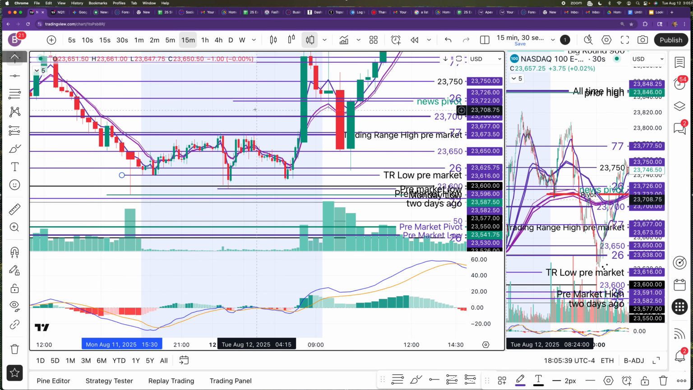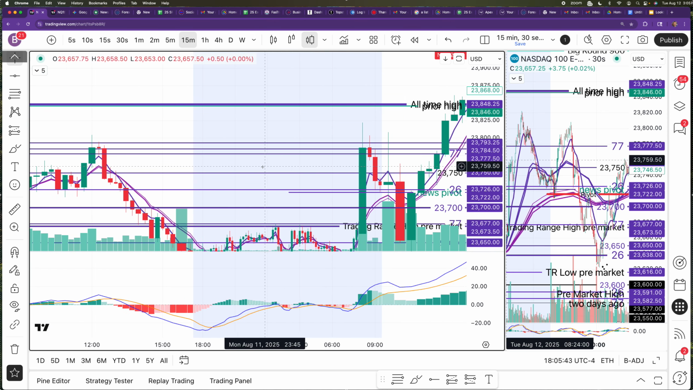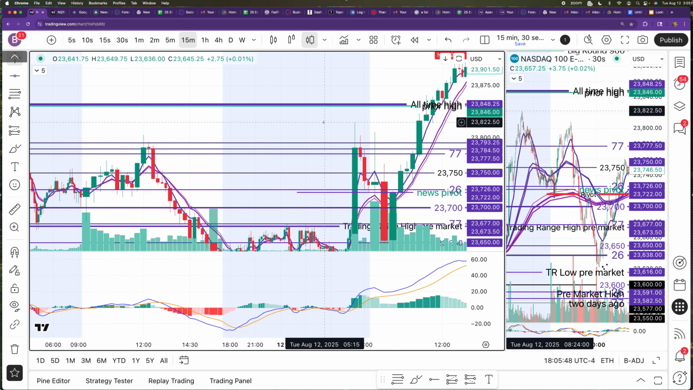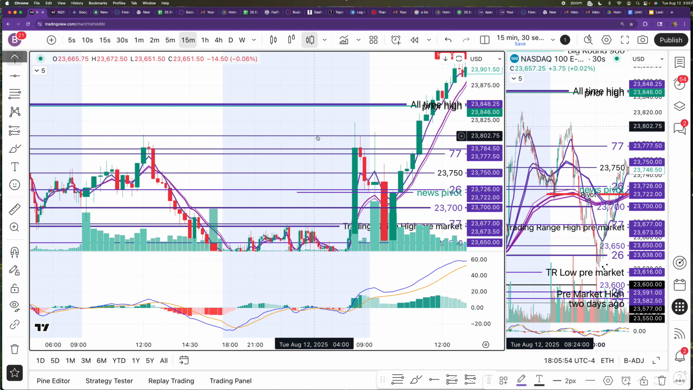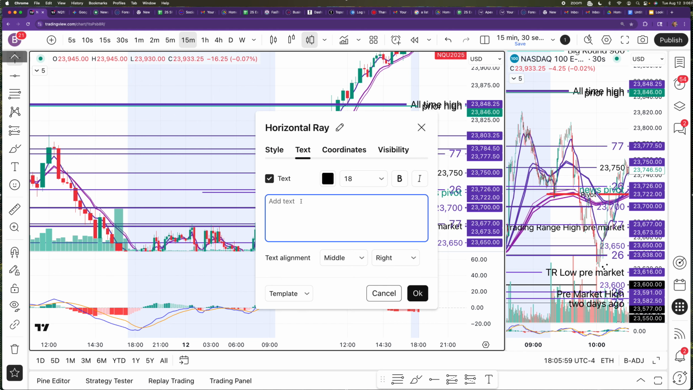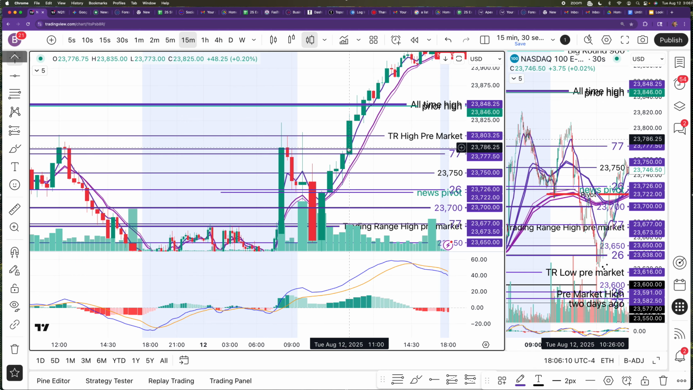I'll do the same thing for the highs up here. Here we had a big swing high up here and then another one here. So I'm going to go ahead and just put it right here where I get a couple of touches right there. And that would be my TR high for the day for pre-market. Okay. These are going to be areas where price generally tends to either stop or turn.